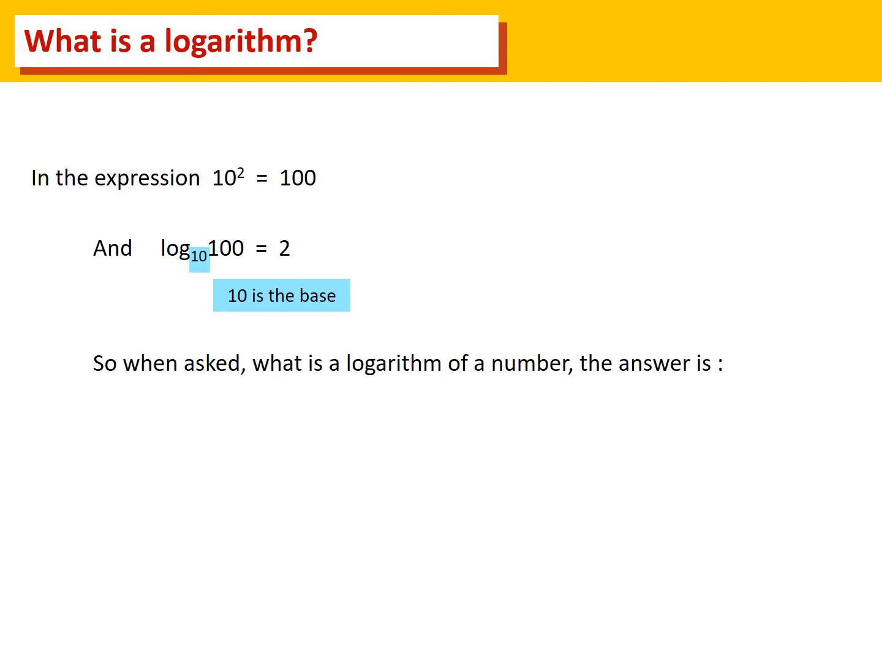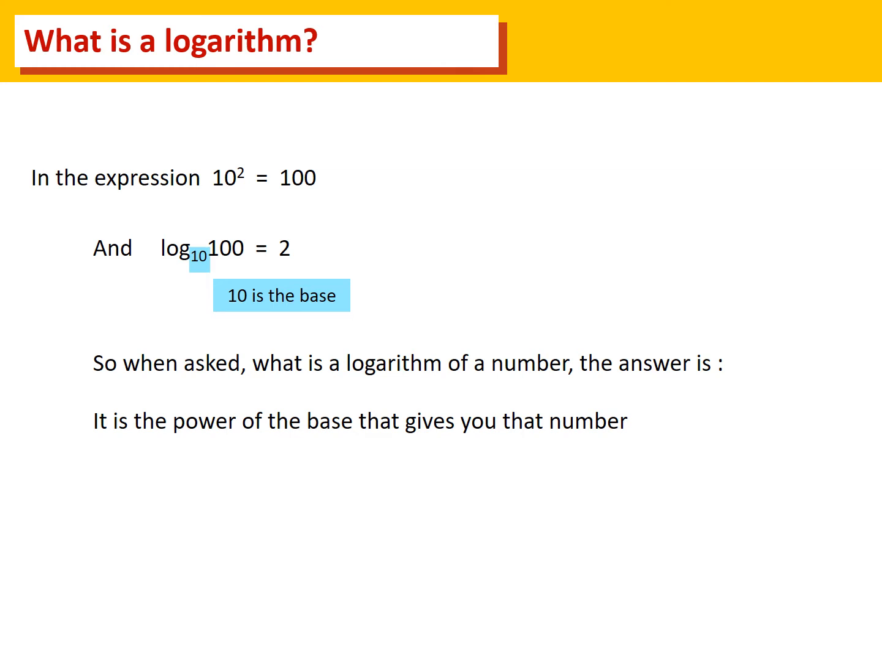And so when asked what a logarithm of a number is, the answer is it's the power of the base that gives you the number. It's the power of the base that gives you the number. So log to base 10 of 100, what power of the base 10 gives you 100? And the answer to that question is 2.